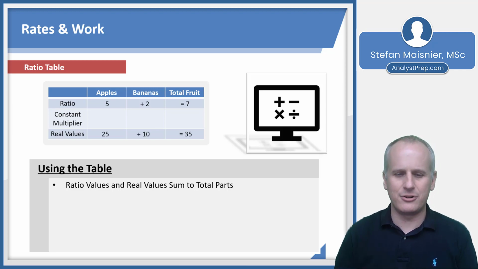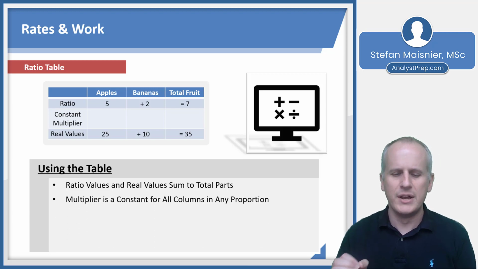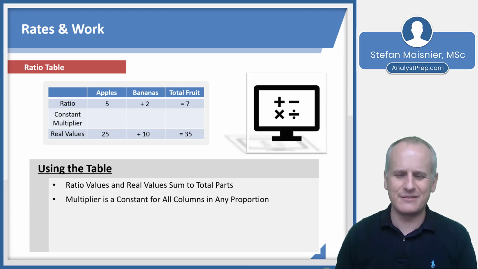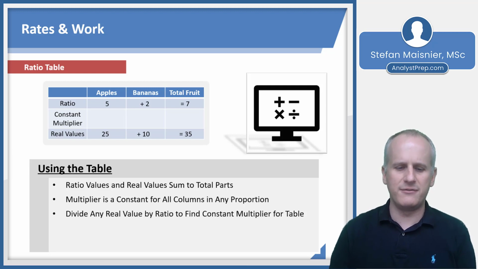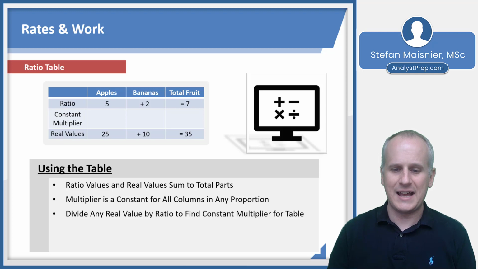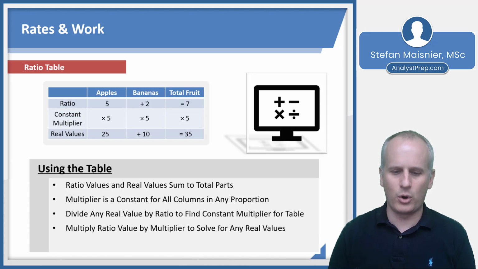But if we consider some real values as 25 and 10, we know that's going to sum to 35, and that's just a simple multiple of the ratio that was presented. So your multiplier is going to be constant for all columns in any ratio table or proportion. And you can divide any real value by the ratio to find that constant multiplier for the table. So if we took, say, 35 and divided by 7, we discover that our constant multiplier here is going to be 5. And that's how we can work through the table.